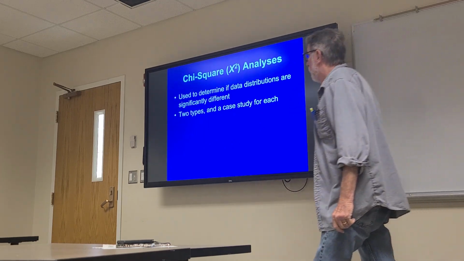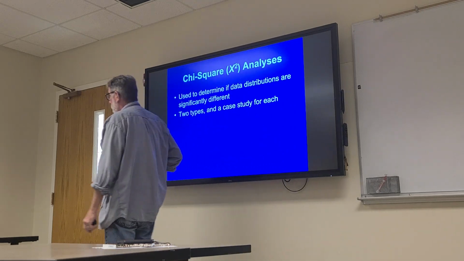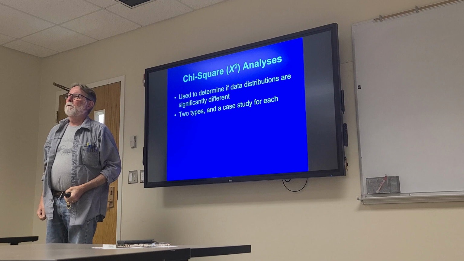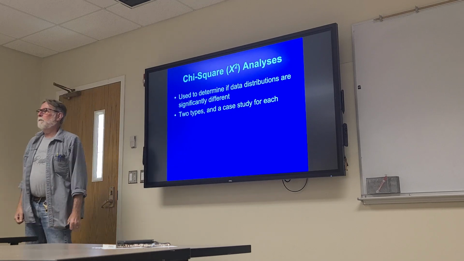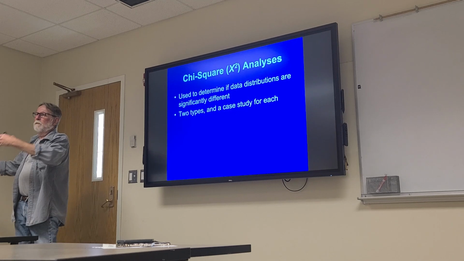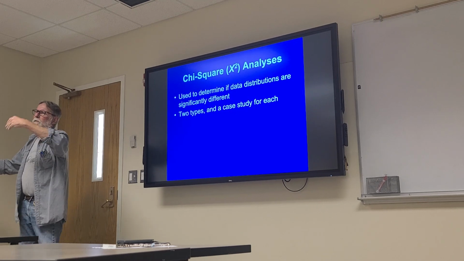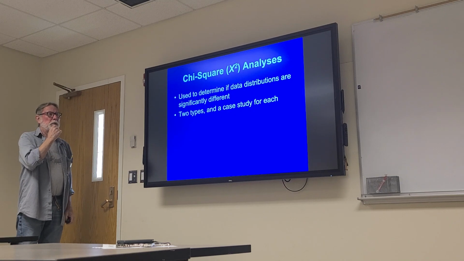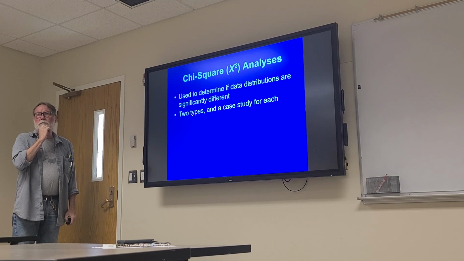Okay, so again, it's used to determine, are these distributions the same? I'm looking at these data here and how they're distributed. Well, I looked at that same data 5 years ago, and it was distributed like this. Is there a significant difference between those two data distributions? There are two types, and I'm going to give you a case study for each one of these.